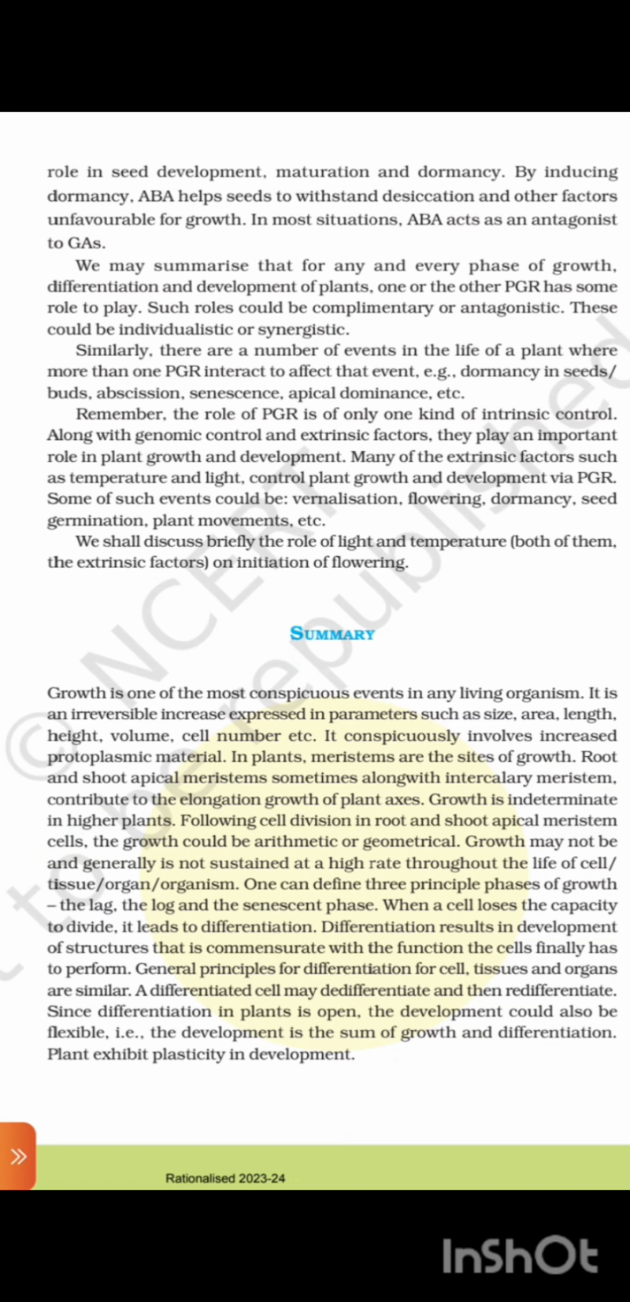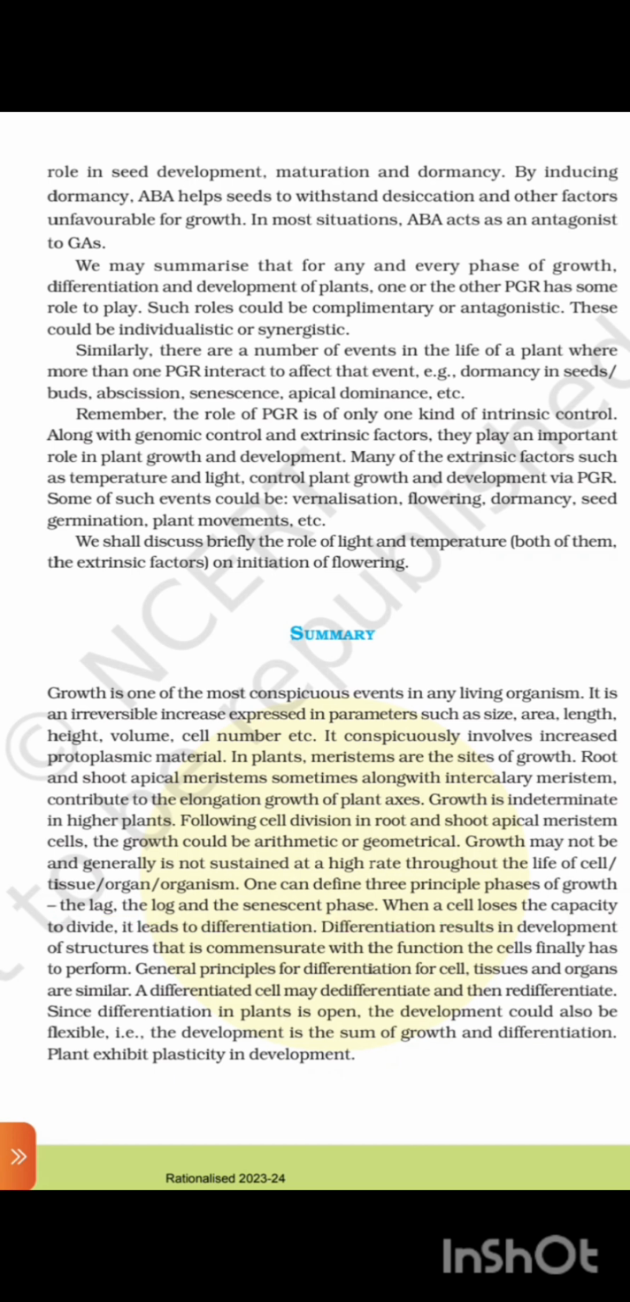Growth is indeterminate in higher plants following cell division in root and shoot apical meristem cells. The growth can be arithmetic or geometrical. Growth may not be, and generally is not, sustained at a high rate throughout the life of a cell, tissue, organ, or organism. One can define three principal phases of growth: the lag, the log, and senescent phase.